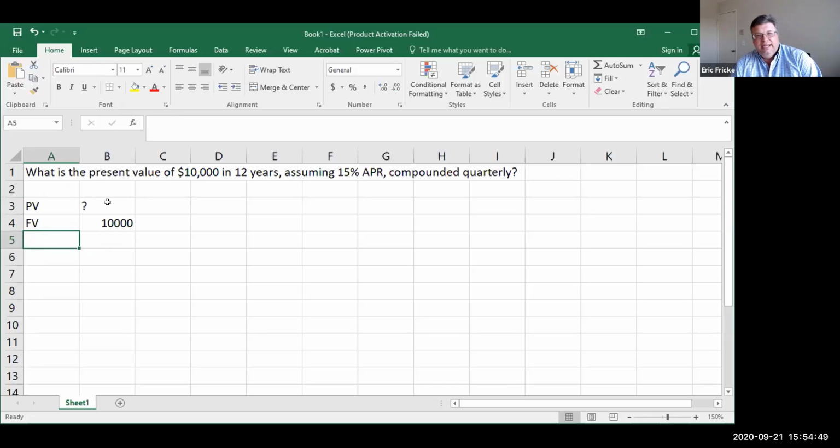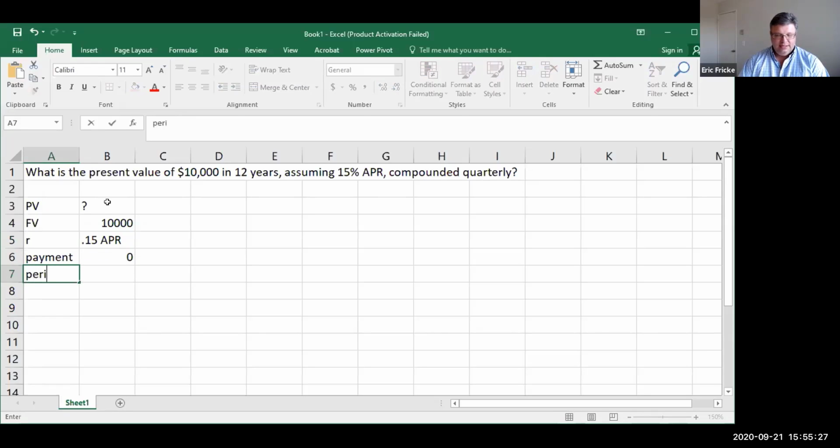The other thing we have to figure out is the number of periods, right? Or the interest rate. So R, the interest rate, is going to be 0.15 APR, right? 15% APR. Are there any payments that are made every single period? In this case, no, that's 0. And the last one is the periods, and we know we're given 12 years.